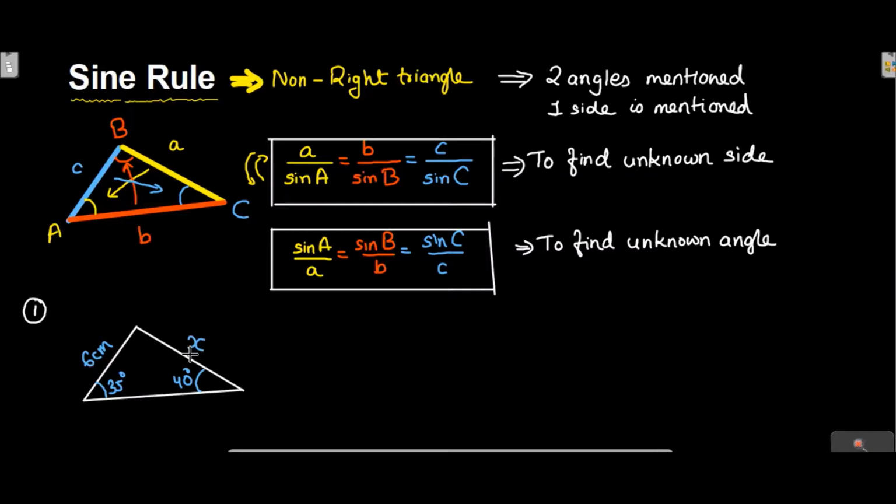The other side we are going to find out. Okay. Fine. What you have to do here, the first thing, is in the diagram, see the angle first. If you see the angle 35 degree, just opposite side of this 35 degree is x. Similarly, if you see angle 40 degree, just opposite side of 40 is 6. This is a link between this side and angle. So we are going to use this link in the formula.